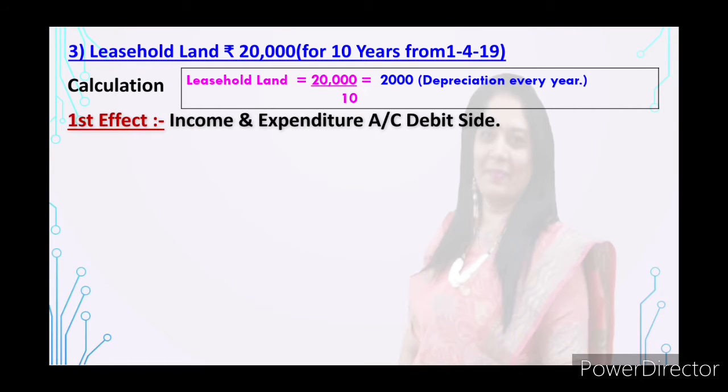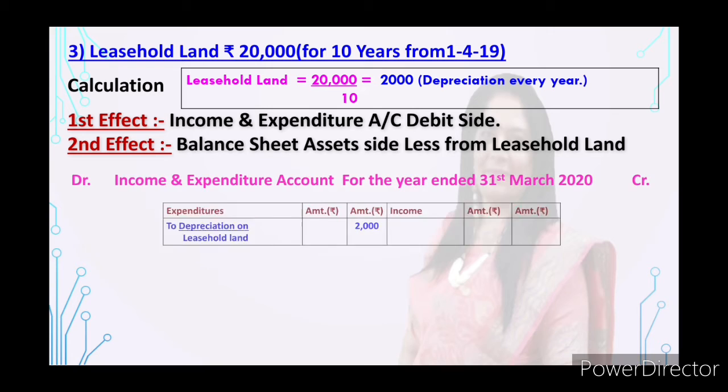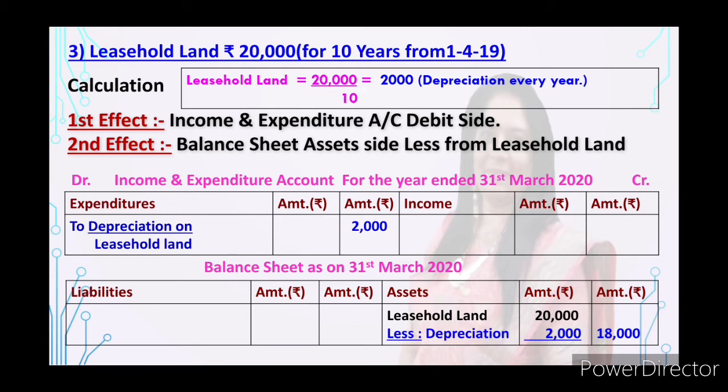The first effect will be in the income and expenditure account debit side, as we are giving the depreciation effect in the final account. Second effect will be balance sheet asset side, less from leasehold land. Here you can see in the income and expenditure account debit side, we have to write to depreciation on leasehold land 2,000, and in balance sheet asset side, leasehold land 20,000 less depreciation 2,000, and in the outer column rupees 18,000 will be recorded.